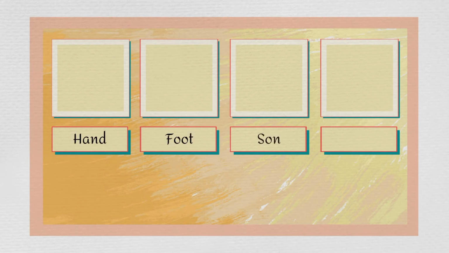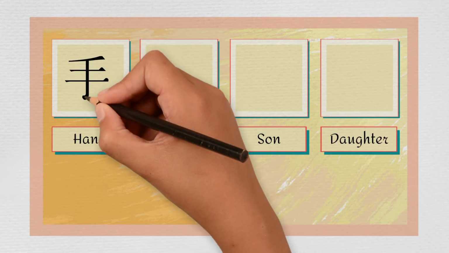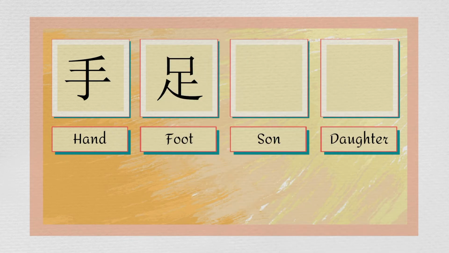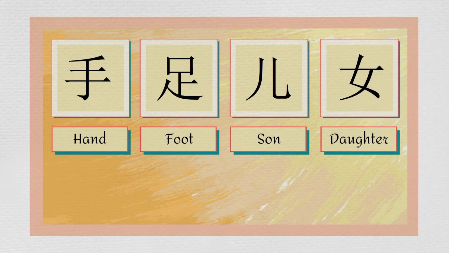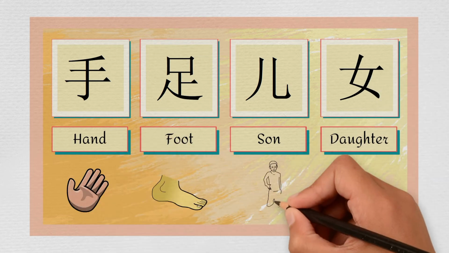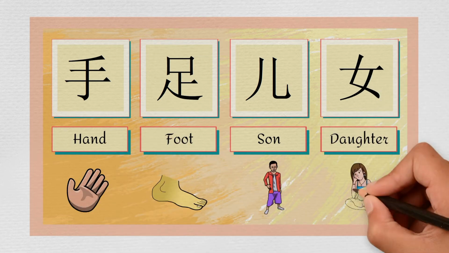We have 4 words. The first word is hand. The second word is the foot. The third word is the son. The fourth word is the daughter. In Chinese culture, hands and feet put together mean siblings.